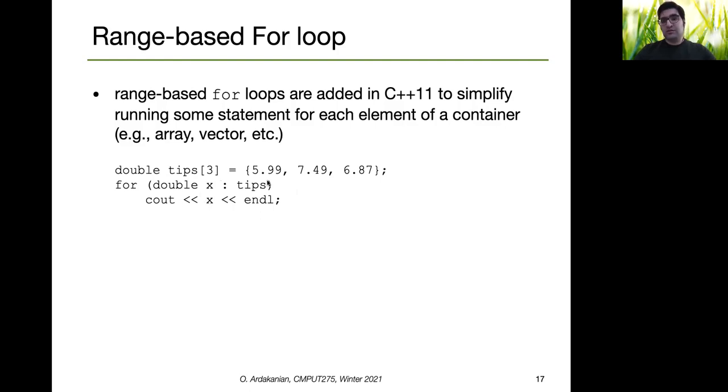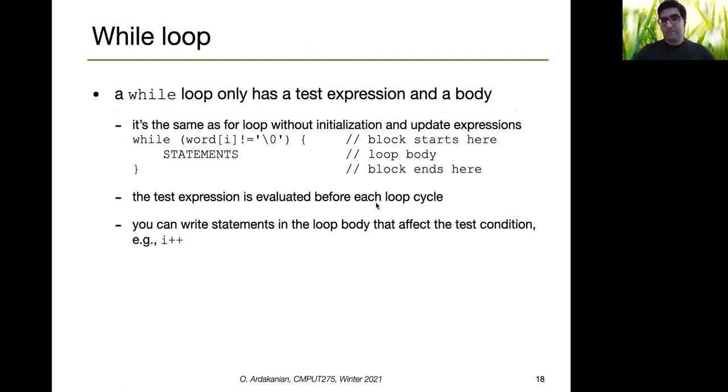First time you print 5.99 to the standard output. Next time 7.49, then 6.87, and the loop terminates.